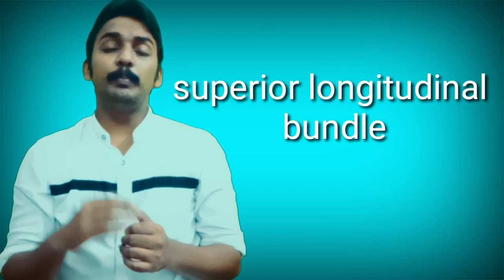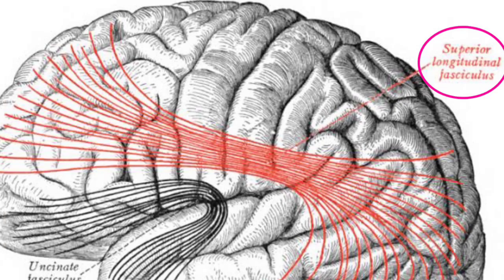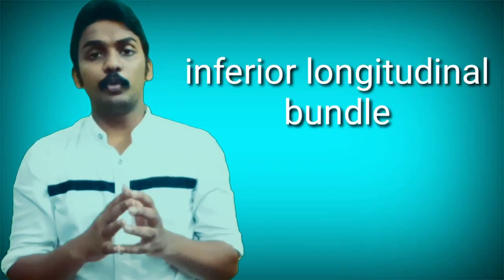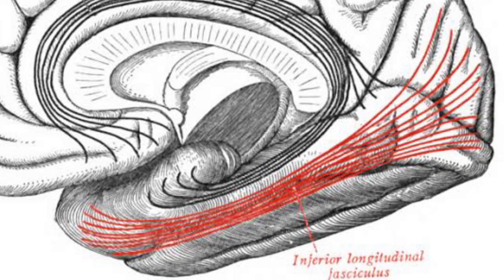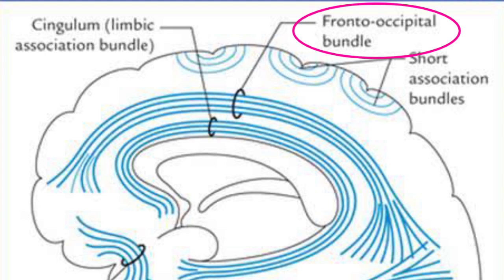The third one is the superior longitudinal bundle. It is the longest association bundle, and it interconnects the frontal lobe with the occipital lobe and temporal lobe. And the inferior longitudinal bundle interconnects the visual association area of the occipital lobe with the temporal lobe. Finally, we have the fronto-occipital bundle, which has the same course as the superior longitudinal bundle and interconnects the frontal lobe with the occipital lobe and the temporal lobe. It lies deep to the superior longitudinal bundle and is separated from it by the fibers of the corona radiata. We know the fibers of the corona radiata belong to the group of projection fibers, which we will see later.